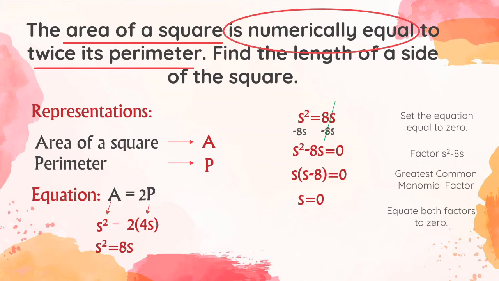Next factor is s minus 8. Ang gusto ko lang makuha ay value ng s, kaya i-eliminate ko ang negative 8 dito. I will add positive 8. So, ang value ng s ay 8. So, pwede naman na 8 ay measurement ng side ng square. Kaya that's our final answer.